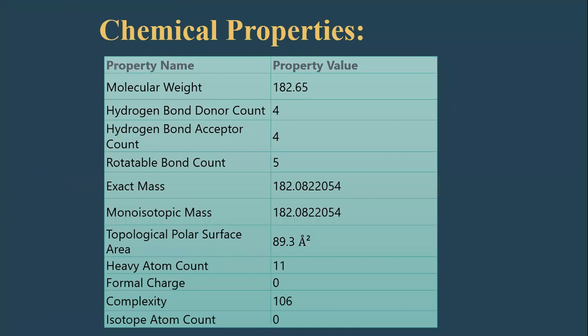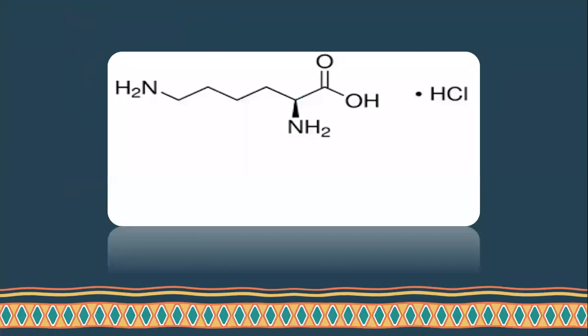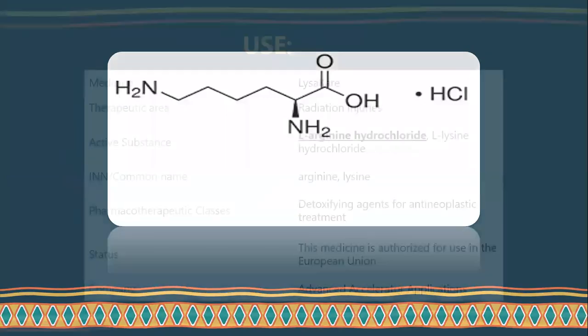So here are the chemical properties of lysine hydrochloride: its molecular weight, hydrogen bond donor count, hydrogen bond acceptor count, rotatable bond count, exact mass, monoisotopic mass, complexity, and isotope atom count. And here is the molecular structure of lysine hydrochloride.